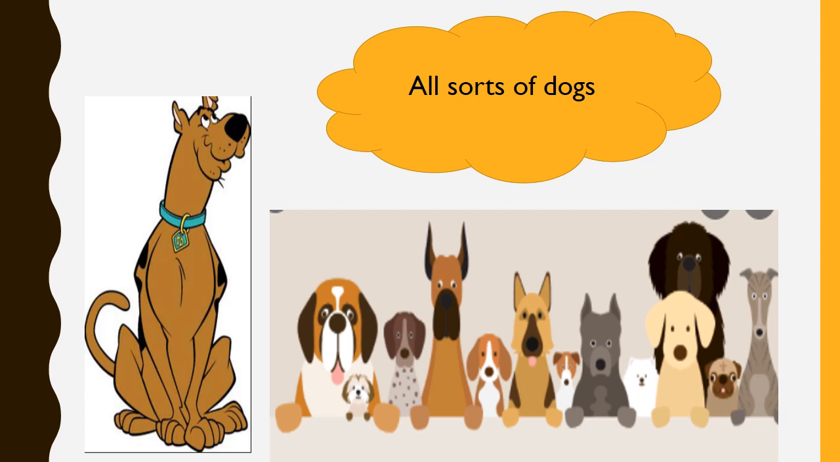So children, at the last we know, according to the poet, the best dog he knows is the one that goes with him everywhere he goes. And that is his own pet dog.